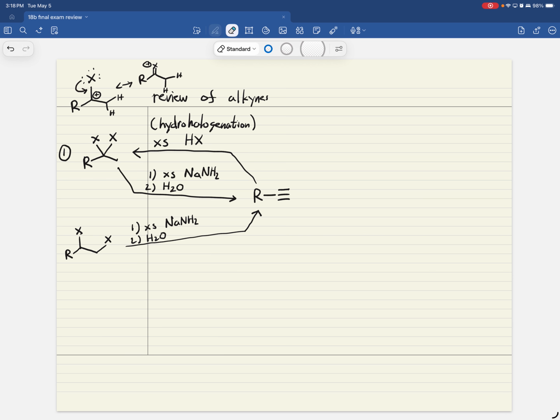So let's just say this one right here is reaction 2. Reaction 1 and reaction 2 are these elimination processes. So we can eliminate to form alkynes right there.